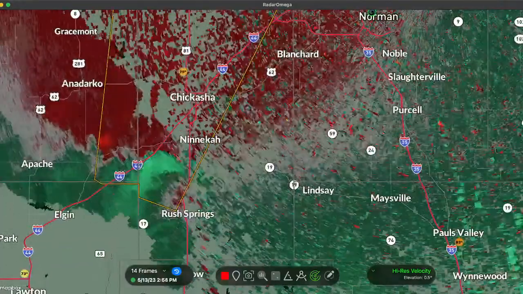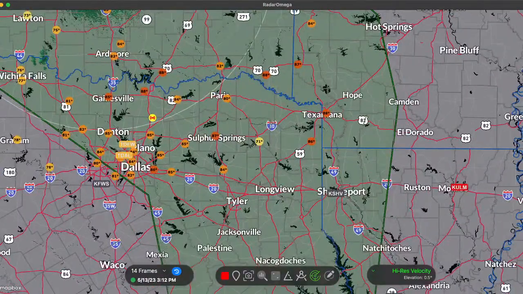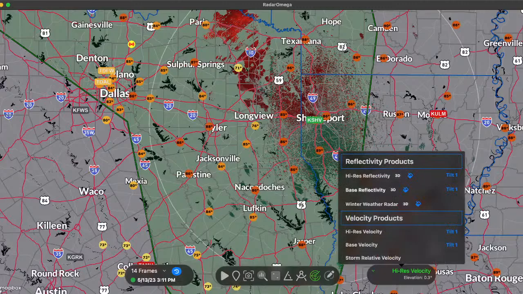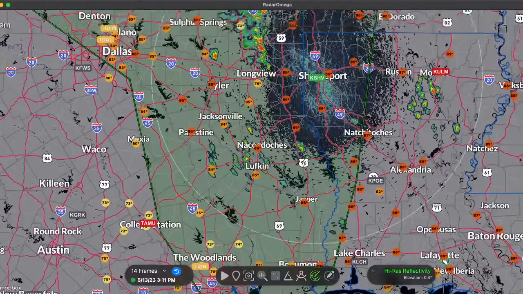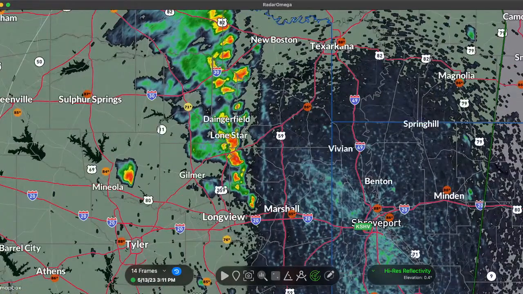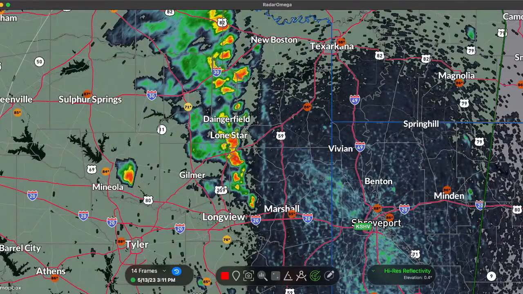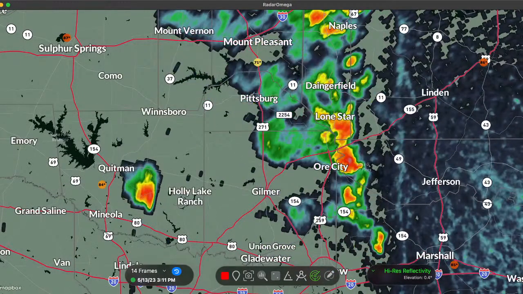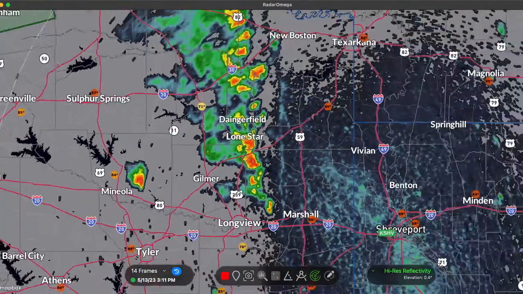But we're going to watch this. If any of these storms down here where I'm at get their act together and start getting a little rowdy, I may just cut the stream off and hit the road. But so far, these storms are just storms. If anything, this one over here by Mineola, around Quitman, could turn severe. So that's one to watch.